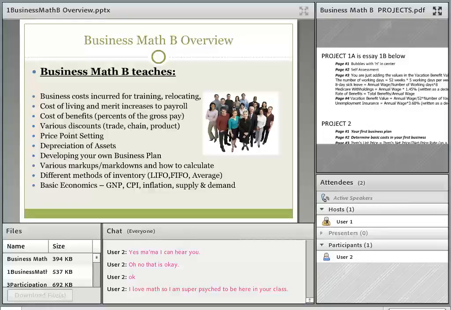Another thing when you own a business is you give cost of living raises in your payroll. You also give merit increases in payroll. So it's a way to calculate those. The cost of benefits looks a little more closely at the deductions taken out of paychecks, the Social Security, and the city, state, and local taxes that are taken out.